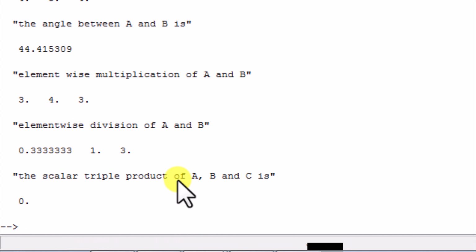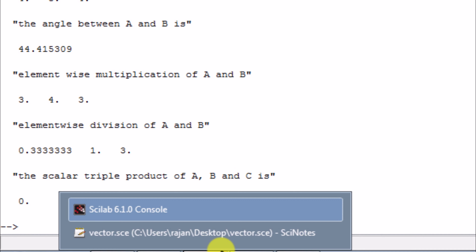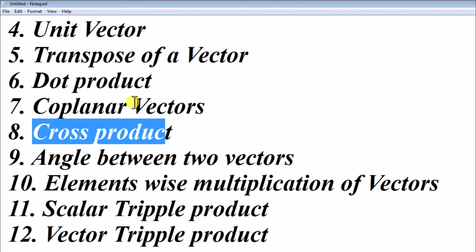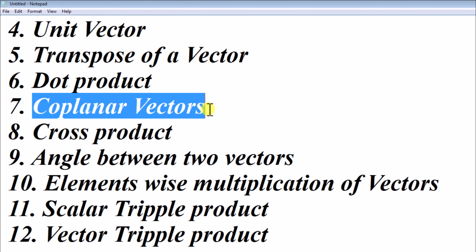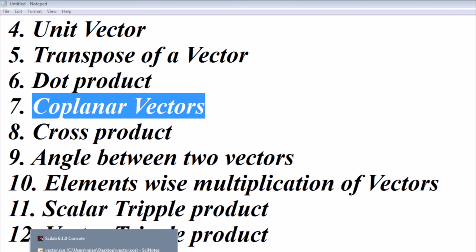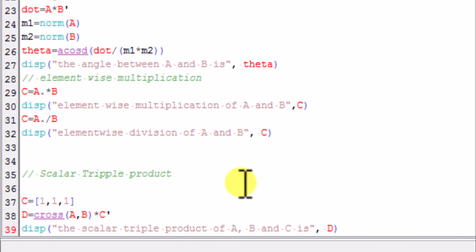So the scalar triple product of a, b, and c is 0. We are getting 0. Now the next topic is coplanar vectors. We have discussed the scalar triple product, and there is a topic which we left in between, which is coplanar vectors. So now we will check whether the three vectors a, b, and c are coplanar or not.